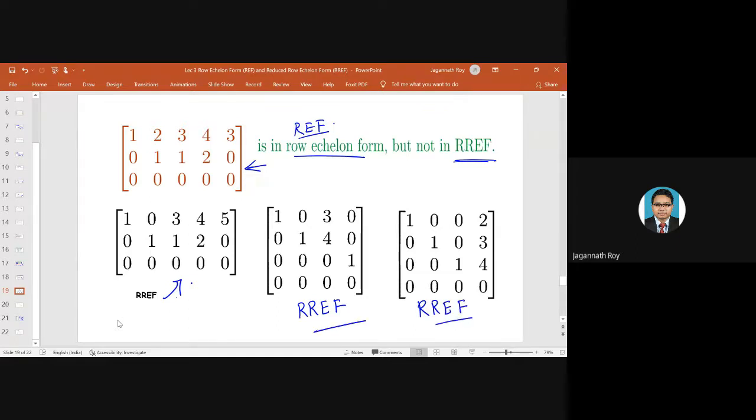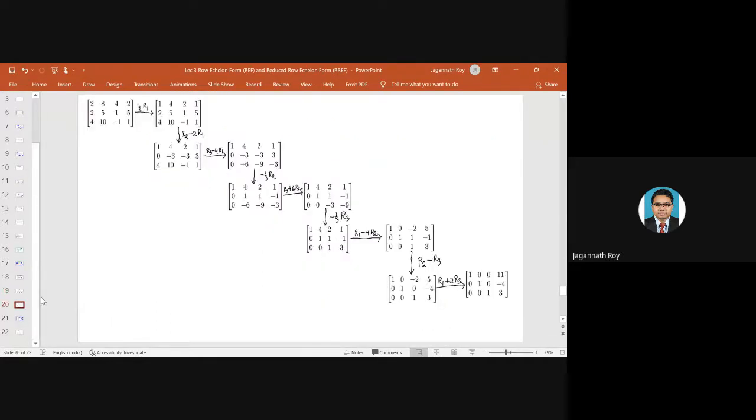Now, how do we get that? Again, by row operations, as we have just seen. So I'll show one example of how to get this RREF. So you try to verify.